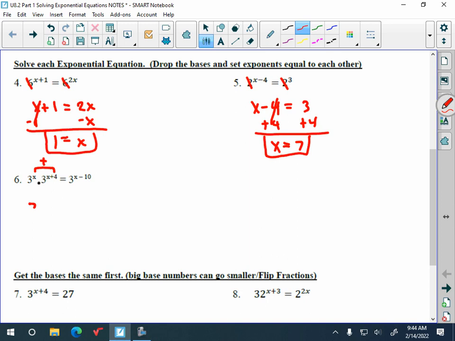So this becomes 3 raised to, well, x plus x plus 4 is 2x plus 4 equals 3 to the x minus 10. Right, so we don't multiply the bases together. We keep the base the same, but add the exponents. Right, and then we can just cancel the bases out and set the exponents equal.